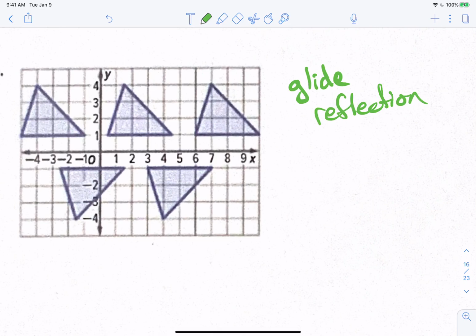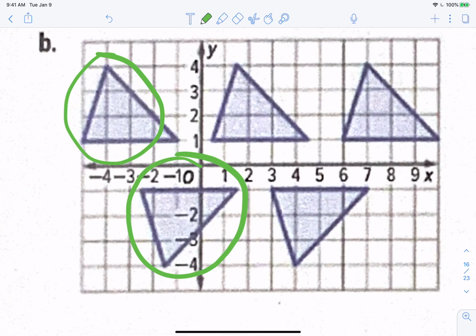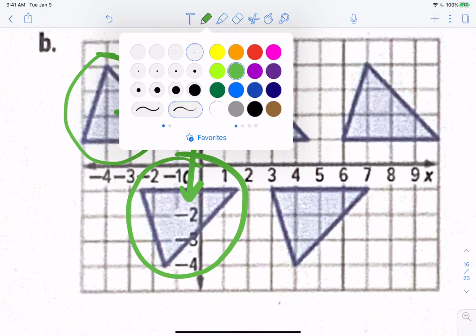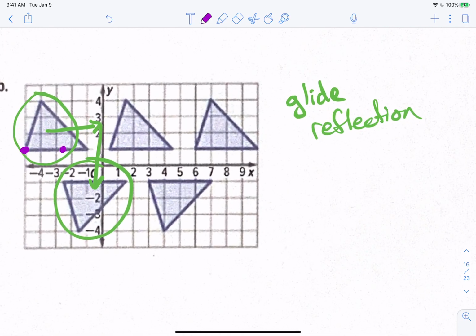All right. So how much are we going over and then reflecting him? Let's just go from this image to this one. Let's figure out what we're gliding over. To get from that image to that image, we're going over how many? He's got to be shifted over this way and then reflected down. How much is he shifted over? About 2.5. He's going from this point over to about there. He's going 2.5 to the right.